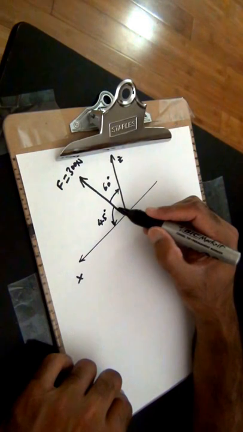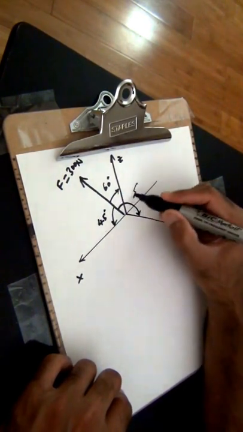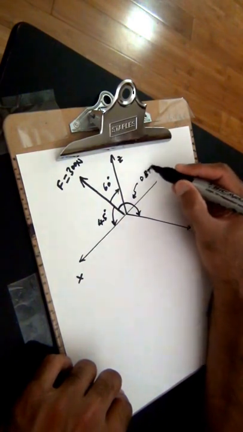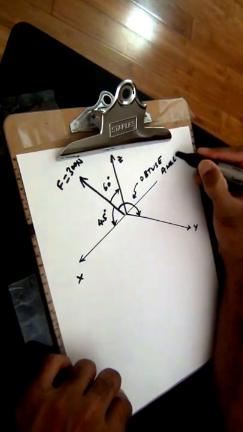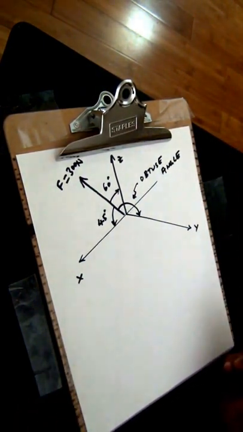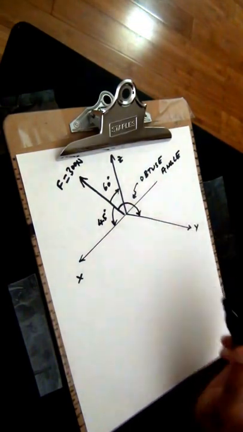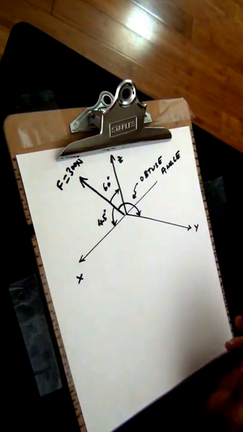And then a third angle here, which is marked as an obtuse angle, is not given to us. And the basic problem is we need to find out this angle, and we also need to express F as a Cartesian vector, which means we need to find its x, y and z components.